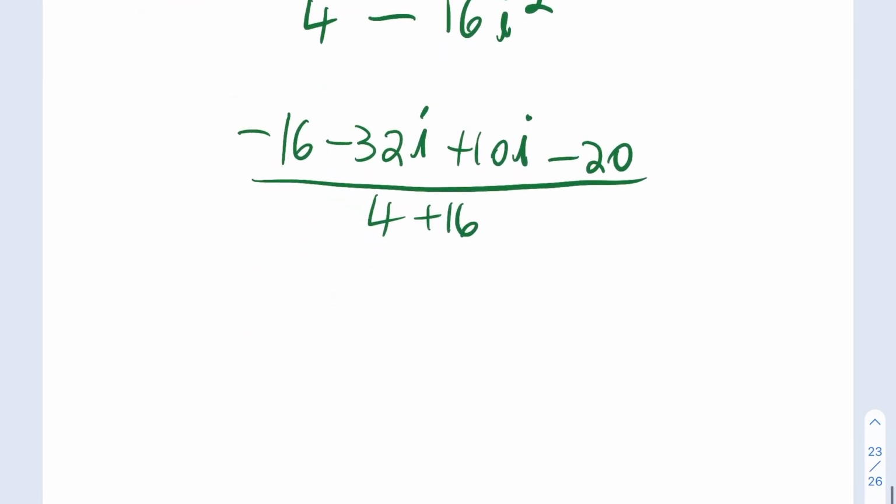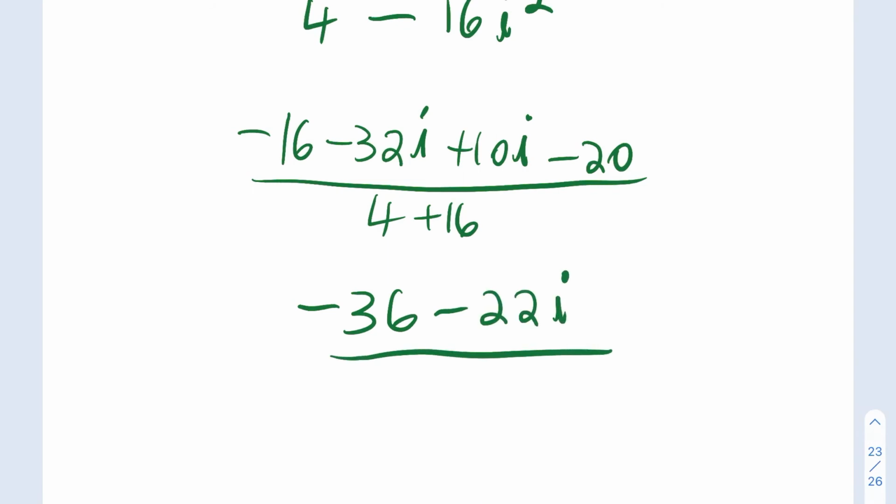Then it's just a matter of combining like terms. We have like terms on top, negative 16 and negative 20, which makes negative 36. Also, negative 32i and positive 10i makes negative 22i. And that's divided by 4 plus 16, which is 20.